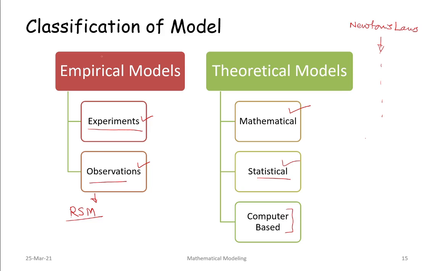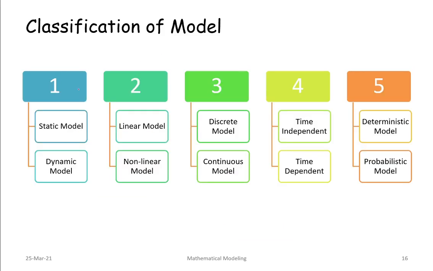This is the way you can have a static model. I can write here kx equals f as my typical static model for mechanical engineering. Then the dynamic model means I have mx double dot plus cx dot plus kx equals f. This becomes dynamic. Then another one is the linear model and non-linear model.